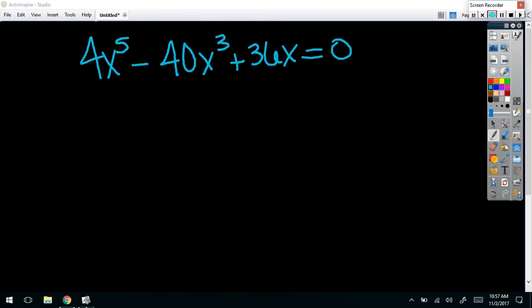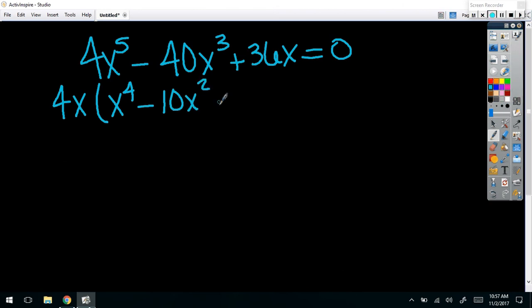Directions for this one simply say, find the solutions of the equation. Take an x from each of them, okay? And divide it by 4. What's left? X to the 4th, 10x to the second, x to the 4th, and 9 and 9. Equals 0. Now.